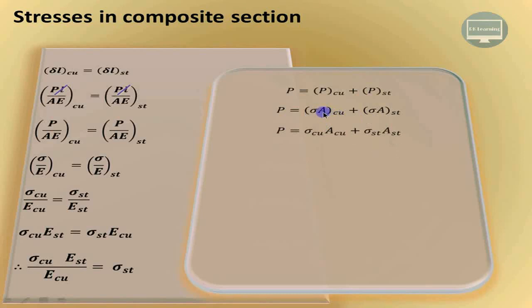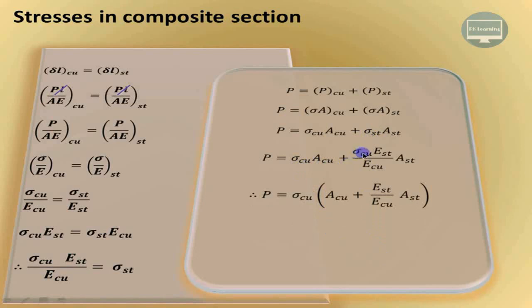So it is sigma of copper, that is stress in copper multiplied by area of copper, plus stress in steel multiplied by area of steel. The first term as it is. Now in place of this particular sigma ST, we have already formulated that sigma ST is given by sigma of copper, that is stress in copper multiplied by modulus of elasticity of steel divided by modulus of elasticity of copper. So this particular term we are substituting over here in place of this sigma ST.